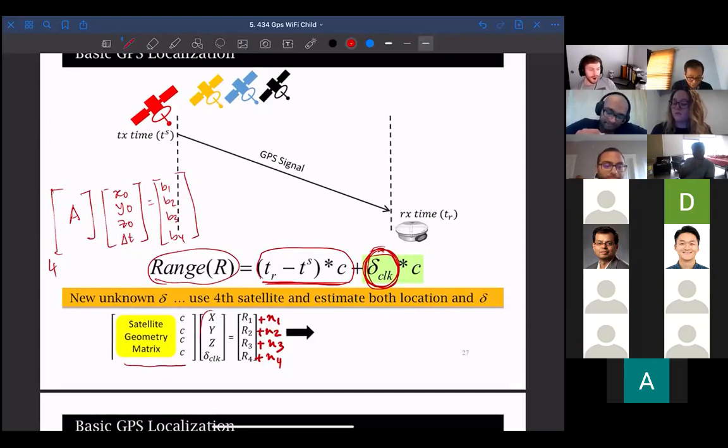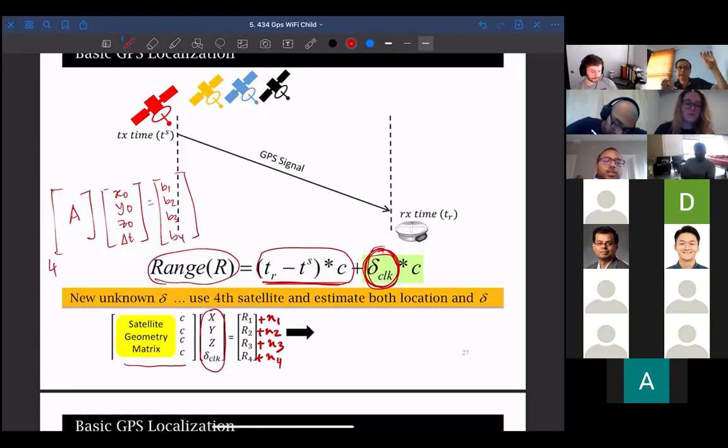Remember, you have 4 unknowns. Hey, Professor, won't this be different for every single mobile phone? So wouldn't it have to be computed for each, for all GPSs, or anything that uses something like that? Wouldn't that clock be specific for each device? Yeah, the clock is specific for each device.